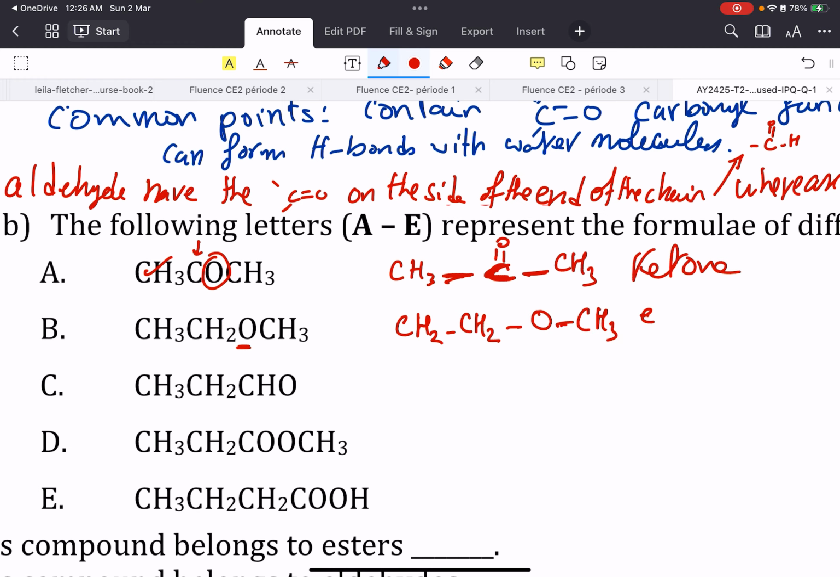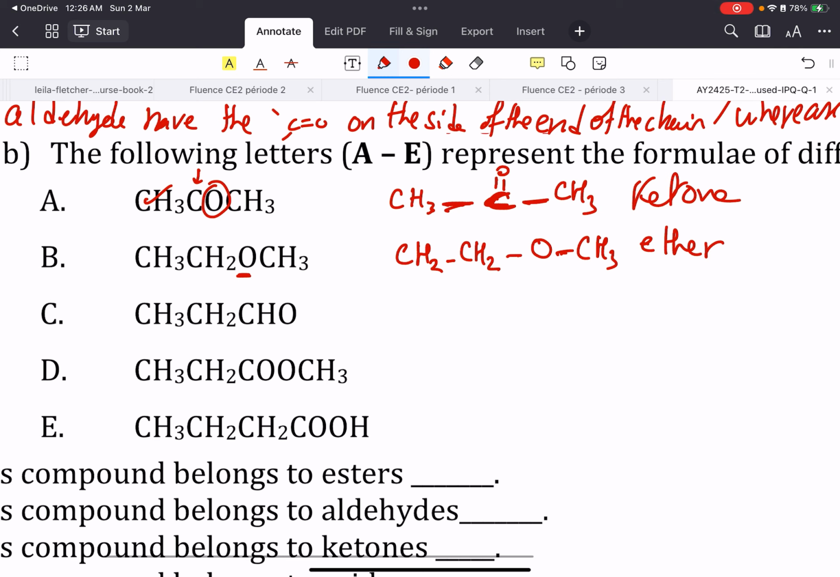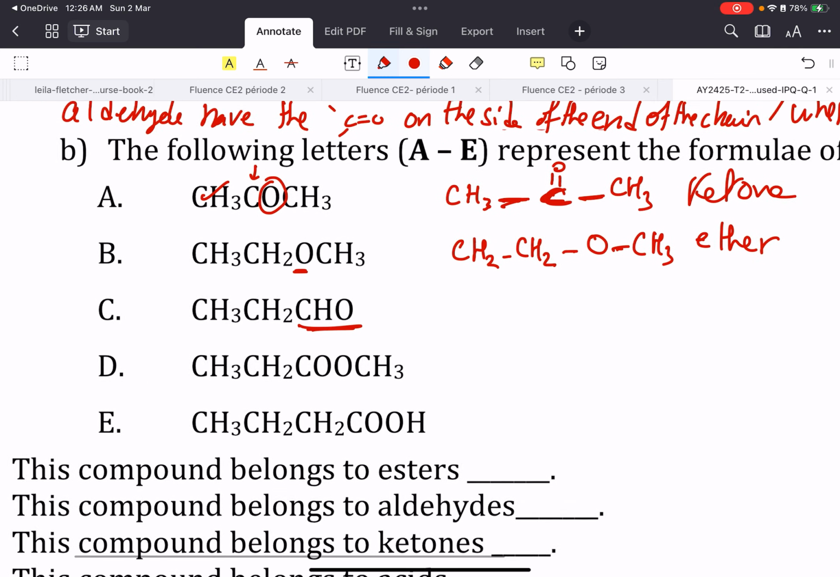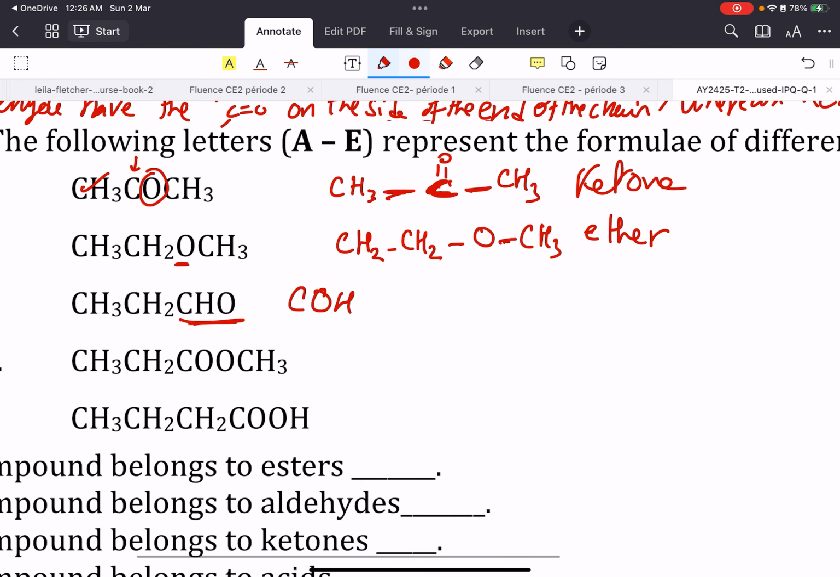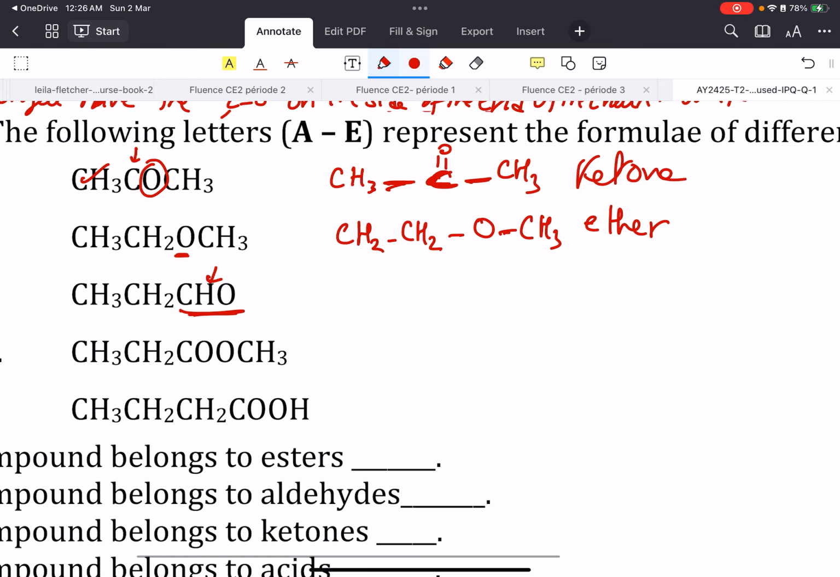So this is an ether. This one, there's a big difference if they write COH or CHO. COH is an alcohol because the H is bonded to the O. Whereas in this one, since H is written first, it means that the hydrogen is bonded to carbon. So CH3, CH2, I'm done here. And there's C, there's H on it and there's O. So that is an aldehyde.